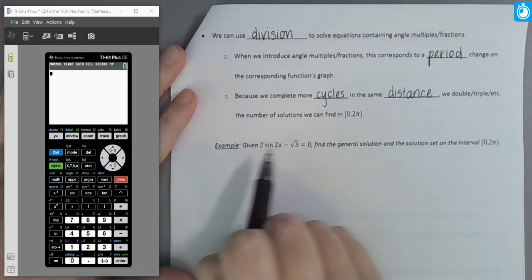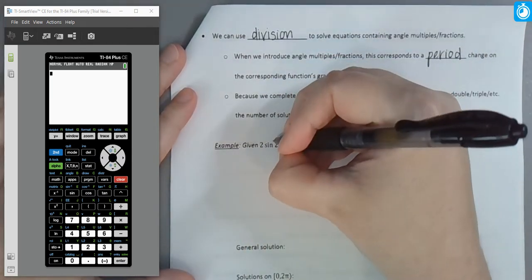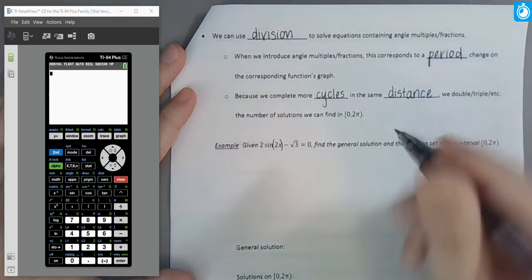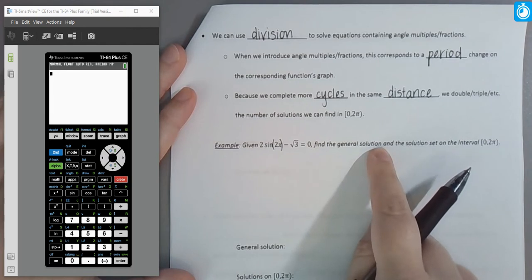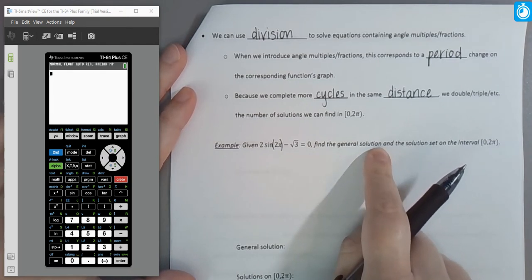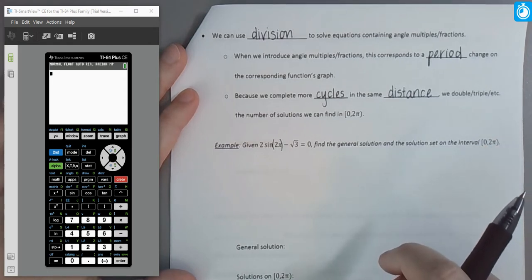Okay, so given this particular equation, 2 times the sine of 2x, and you may want to have parentheses here, minus root 3 is equal to 0. We want to find the general solution, in other words, all solutions over all real numbers, and the solution set on the standard interval from 0 to 2 pi.